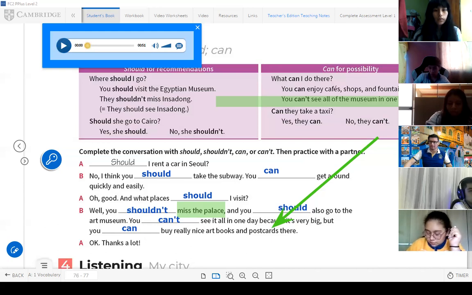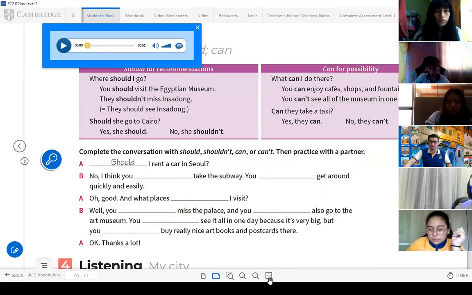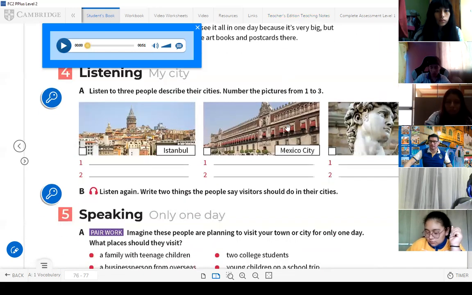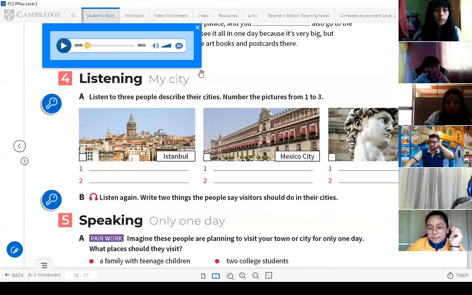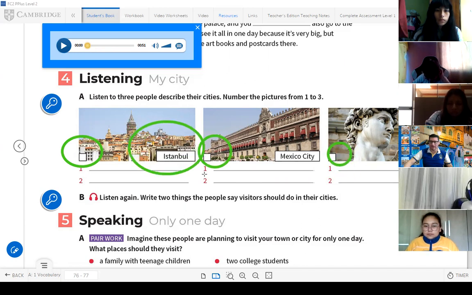Okay, now let's see. Let's see the next part. Yeah, well, what do we have here? It says a listening. My city. Listen to three people describe their cities. Number the picture from 1 to 3. Okay, you have to number in this part, no? Here. Okay, you're going to listen and then you're going to number, no? We have here Istanbul, Mexico City, and Florence.